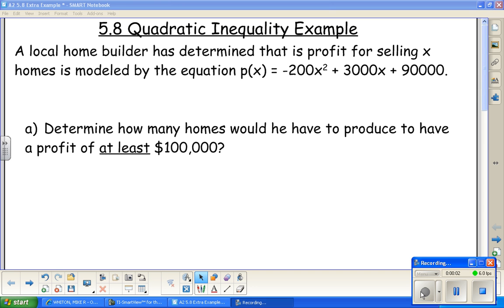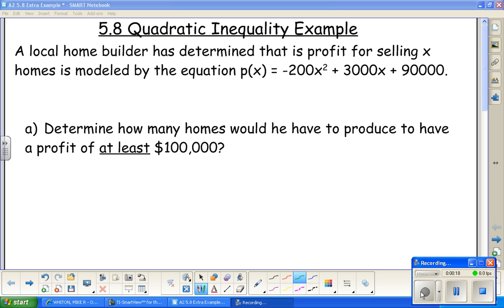Okay, so this will be another example from 5.8, the quadratic inequalities. So we have a little word problem here. A local home builder has determined his profit for selling x homes. So however many houses he sells, we could plug in for x.